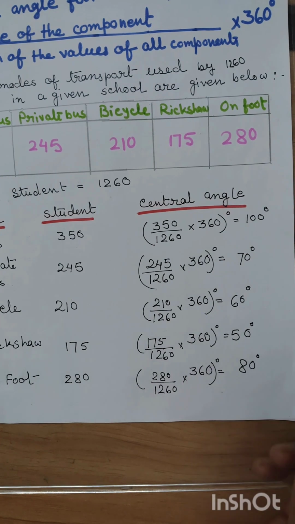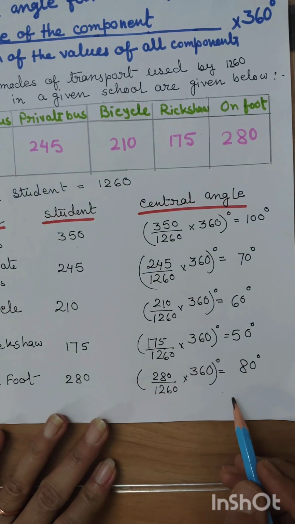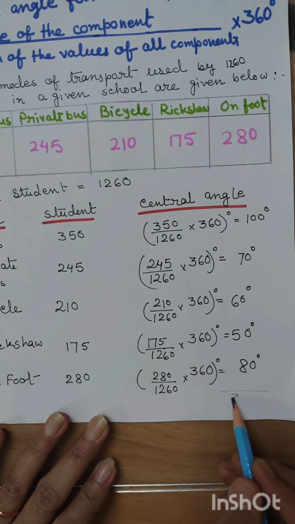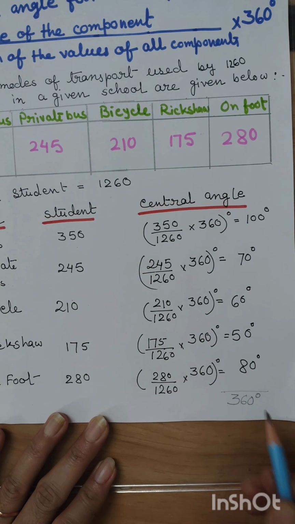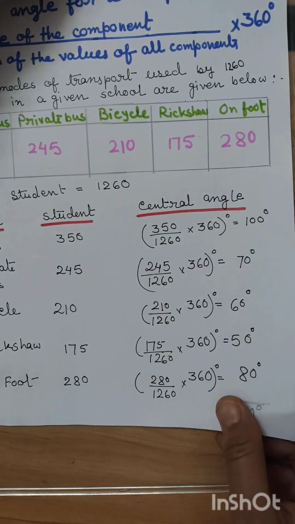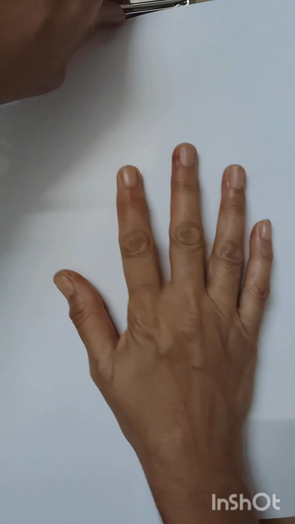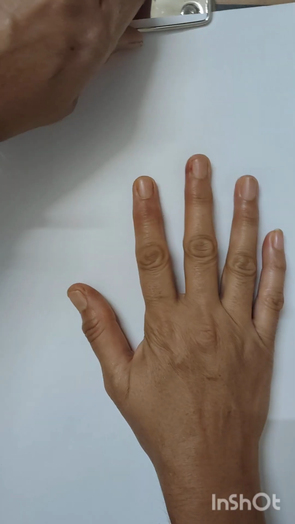Then you add it and check. It is a back calculation. Add it and check. If it is 360 degrees, then your calculation is okay. If it is not 360 degrees, then it is not okay, because in the circle the total angle is 360 degrees. Then I put the values in the pie chart.